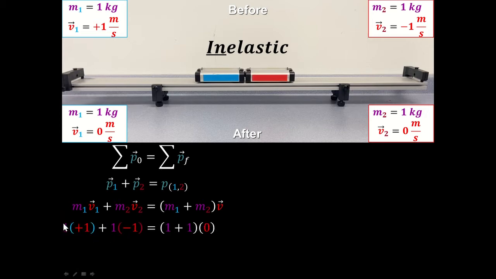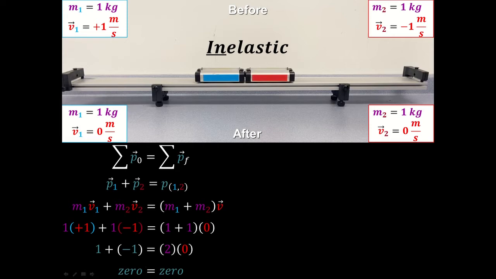I plug the numbers in. I've got 1 kilogram moving to the right at 1 meter per second, and 1 kilogram moving to the left at 1 meter per second. Afterwards, I have 2 kilograms that stopped. And if I do that, mass times velocity is 1 unit of momentum, and mass times velocity is negative 1 unit of momentum. And 2 times 0, 1 plus a minus 1 is 0, and 2 times 0 is 0. Momentum was conserved. And that's a little weird because the total momentum before the collision was 0.